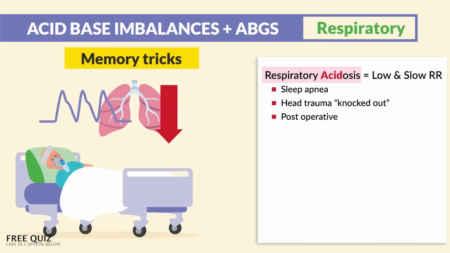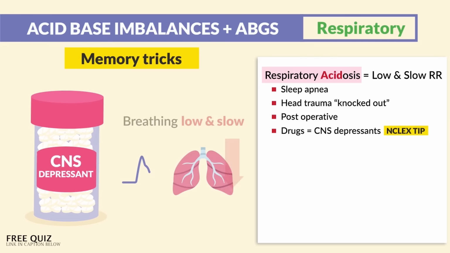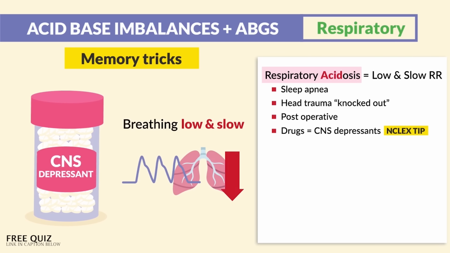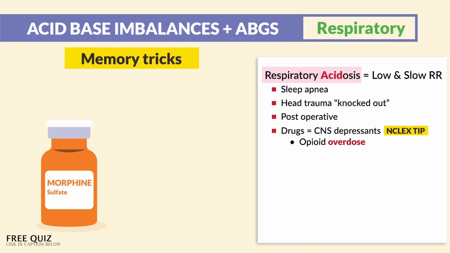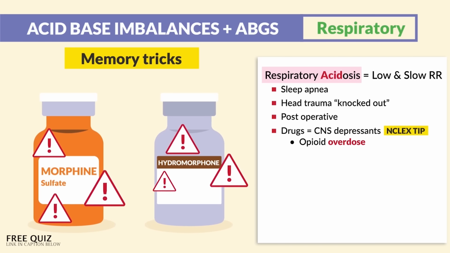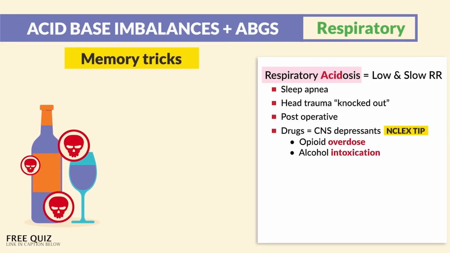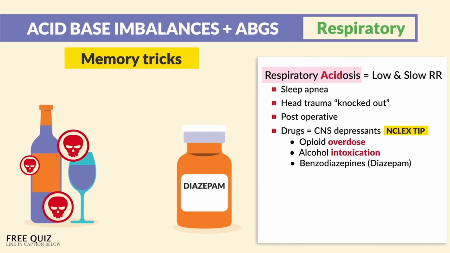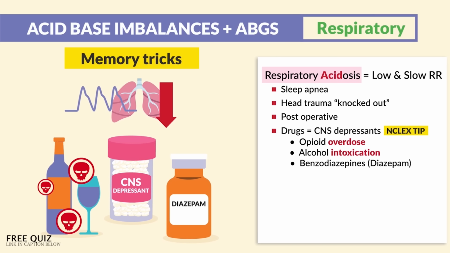Okay, now for drugs, CNS depressants, this one's huge on exams, so write these down. This makes the breathing low and slow. It makes the vital signs in general low and slow. So opiate overdose, morphine, hydromorphone, etc., as well as alcohol intoxication. That one's a huge one. And benzodiazepines, ending in pam and lam, like diazepam. All CNS depressants make the breathing slow, putting the body in acidosis.